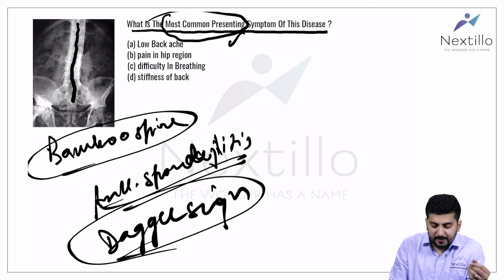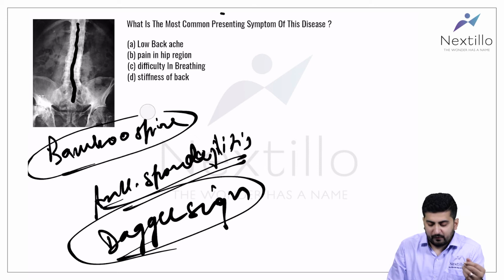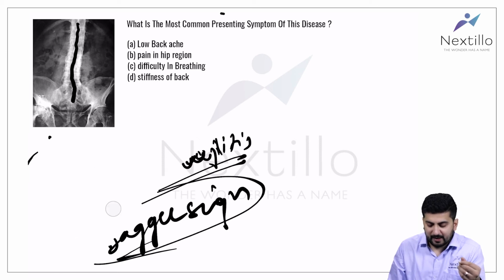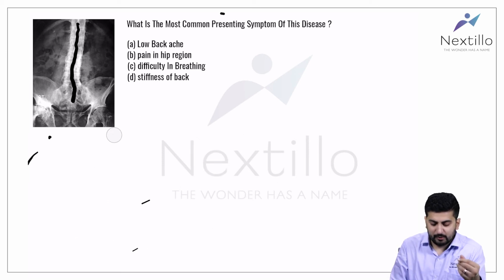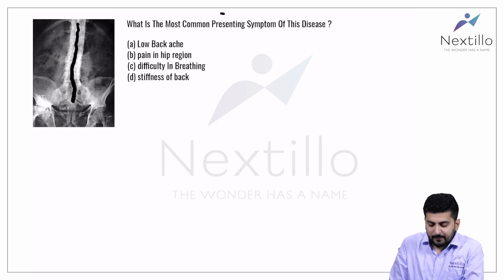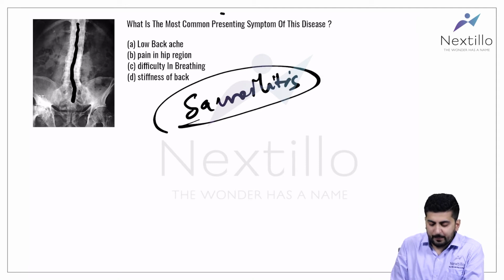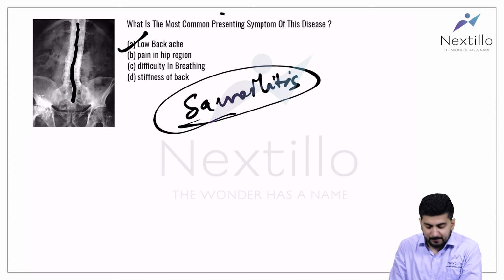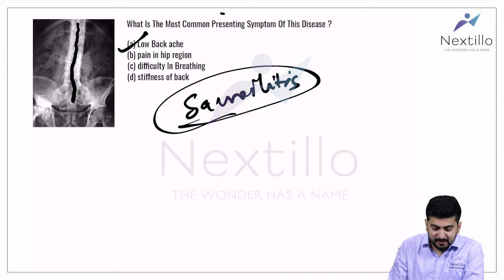And the most common presenting symptom, or the first symptom to strike in a case of ankylosing spondylitis, is that the patient develops sacroiliitis, which usually presents as low back ache as its first symptom. So in this case, low back ache is the best option.